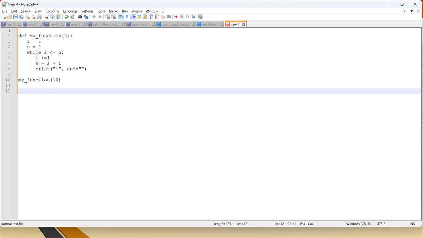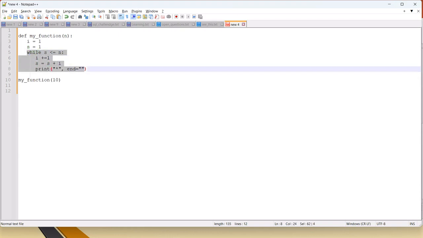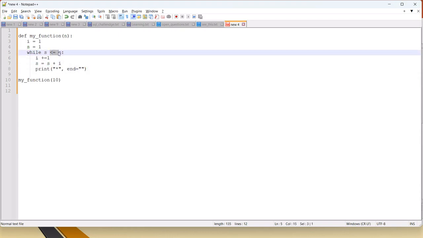Now let's analyze this code. This loop will continue until the value of s exceeds n, correct? If n is equal to 10 here, then until s becomes 11 this loop will run, because that is what this condition says. S should always be less than or equal to n. So the loop in the code continues until the value of s exceeds n.